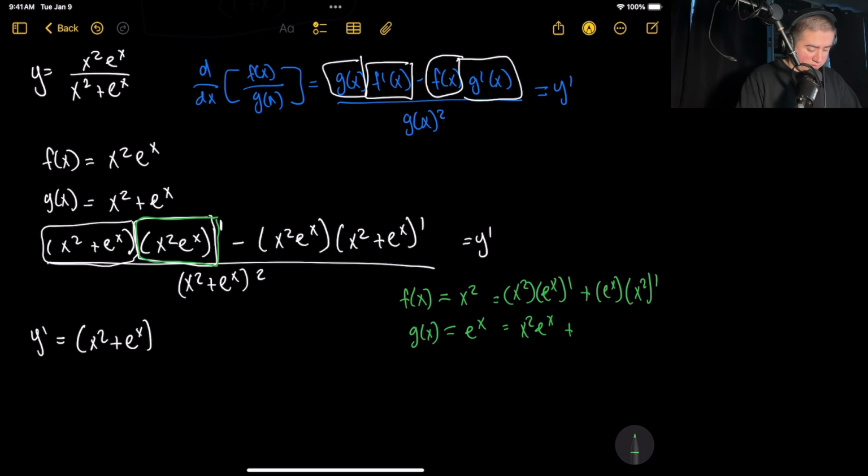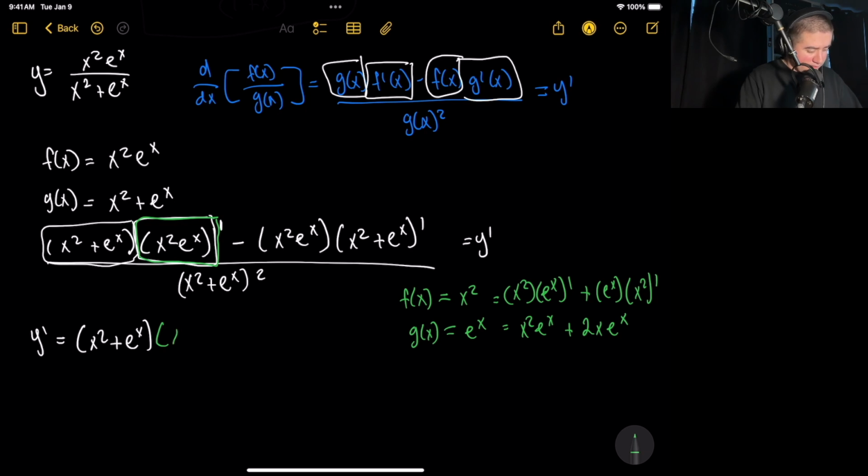Plus e to the x times the derivative of x squared, which is going to be 2x. We have 2x e to the power of x. So that is what we're going to write down here. I'm going to keep it green for now, but I'm going to change it afterwards. We just found the derivative of x squared times e to the power of x.